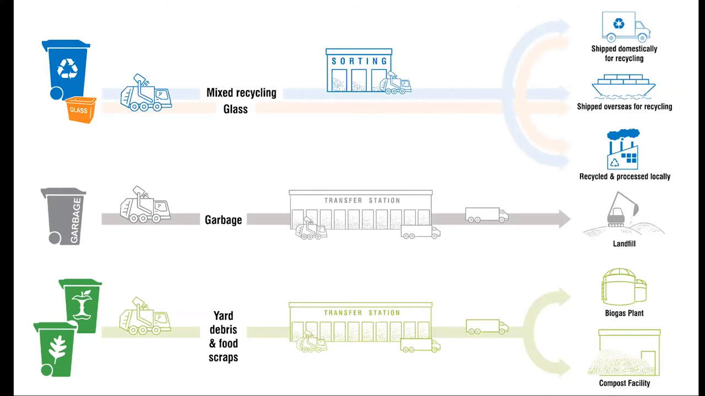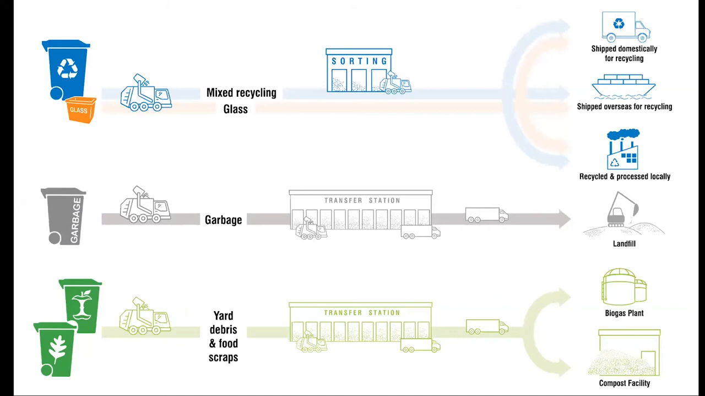Then garbage is picked up from residential, or you can do drop off, picked up or dropped off from residential and commercial customers at a transfer station. That is sort of the middleman in the process. Once the garbage is on the tipping floor of the transfer station, sometimes there are folks who will glean materials that might still be recyclable or reusable.